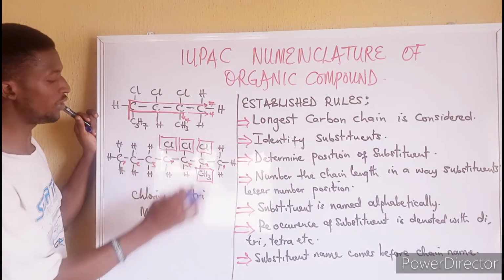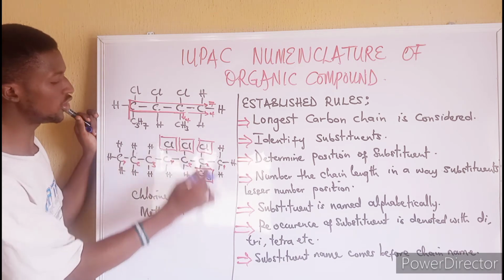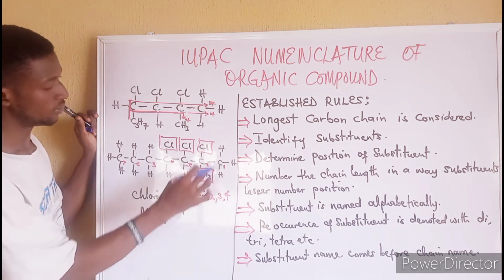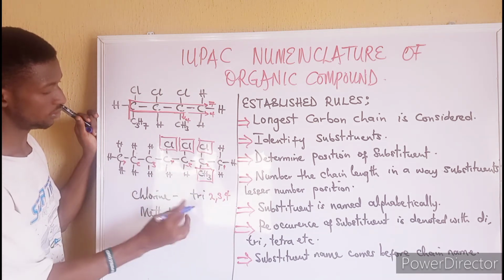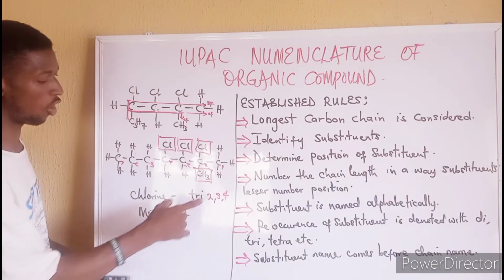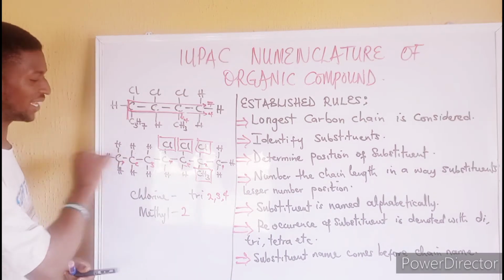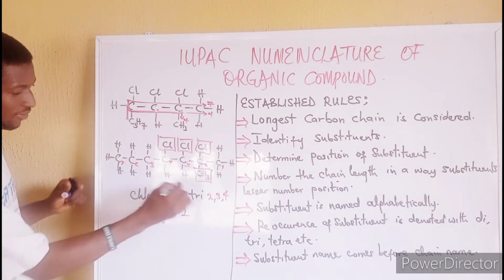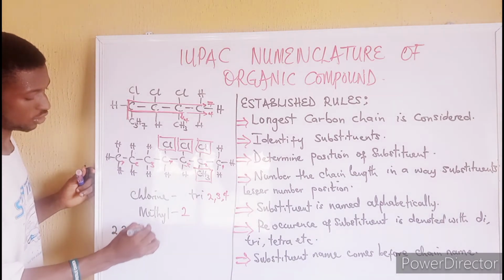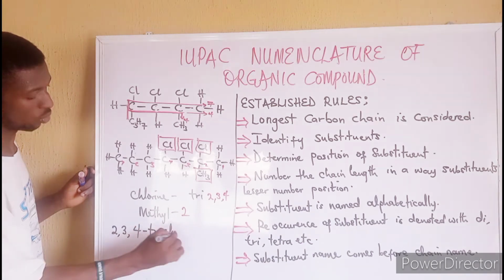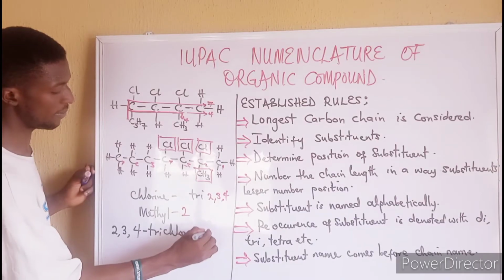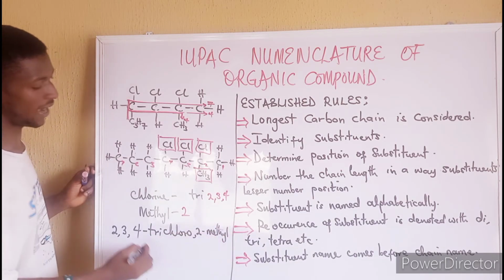So here we have chlorine occurring 3 times, and the positions of the chlorine include position 2, 3, and position 4. But for methyl now, position 2 is where you have your methyl. So you take note that you number your substituents first before you name the chain length. So here we have 2, 3, 4, and what do you have? Tri, chloro. And what do you have? You have 2 methyl, and you have it to be.